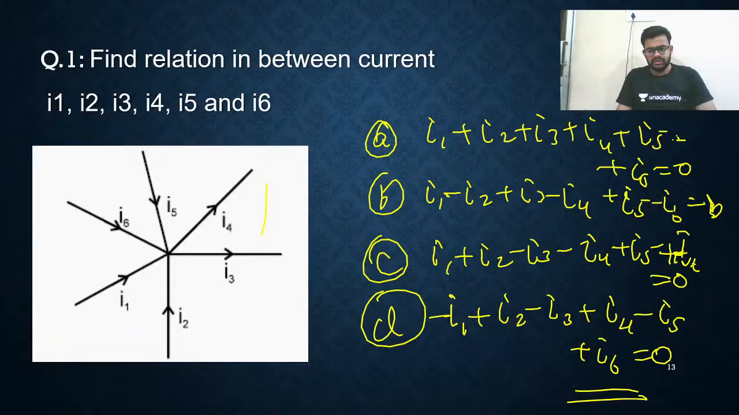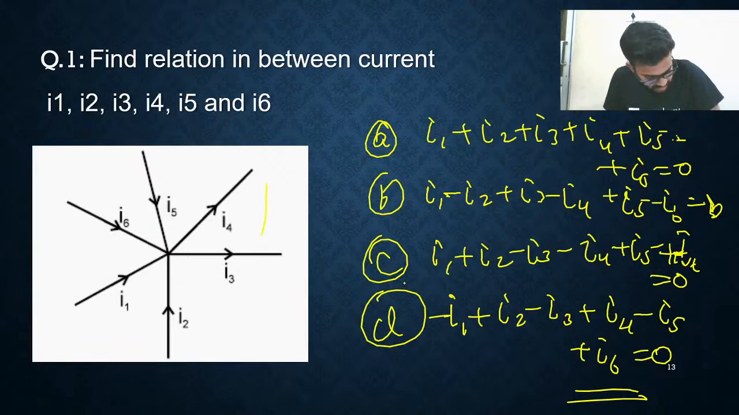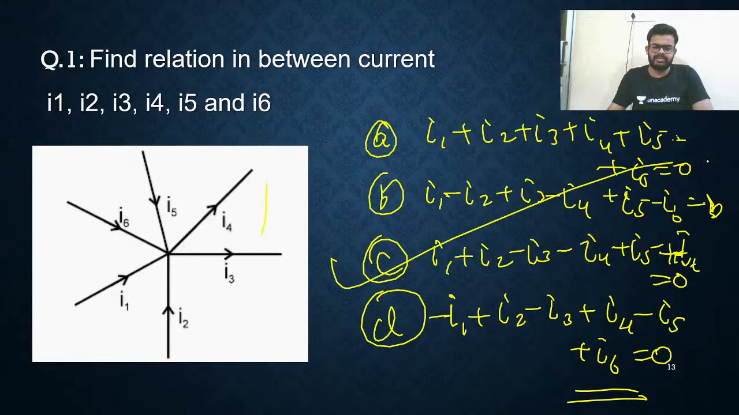Which of the following relations is correct? A, B, C, D. Rajni gave the answer I1 plus I2 plus I. Yes, very good, C option. Very good, Hetri. Very good, Rajni. C option is the correct answer.